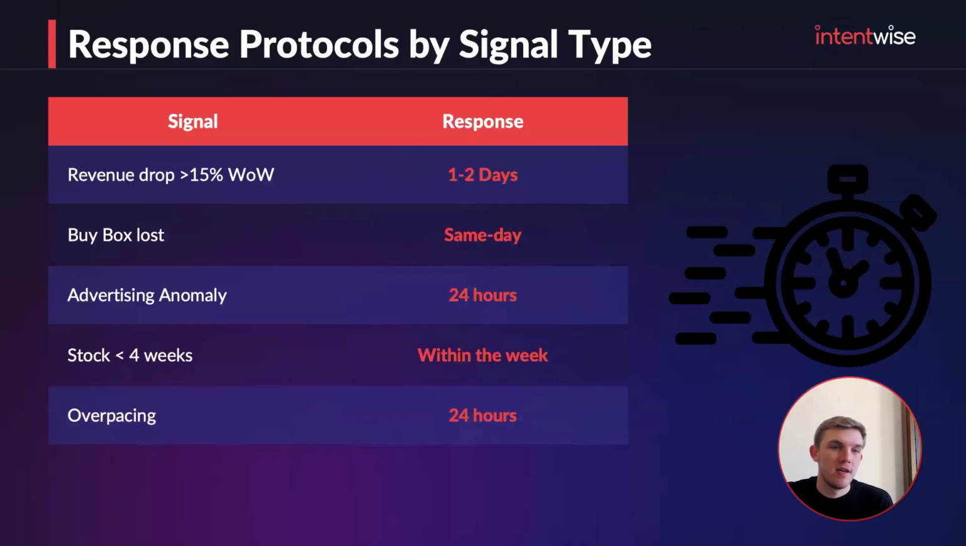If I lose my buy box, I really need to have a next step planned within the same day. If I see a big change in ad performance, I ideally need to respond within a day or two to not see that performance compound, right? If I'm getting much worse performance than my ideal, I don't want to let that continue on. If my stock falls below 4 weeks of cover, I need to respond within the week so I don't get to 2 weeks of cover or 1 week of cover before I actually get a shipment in.